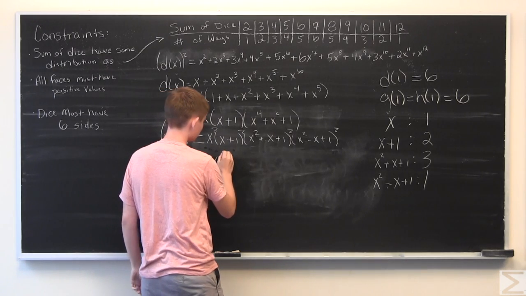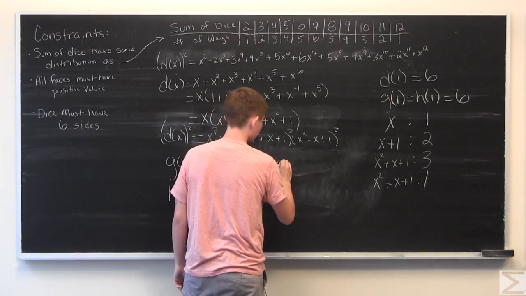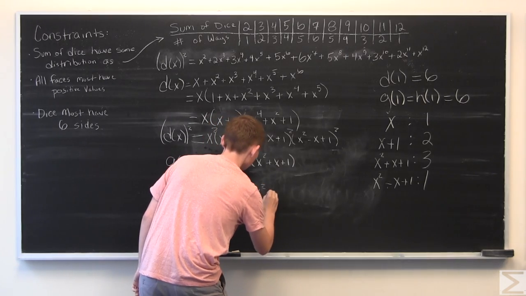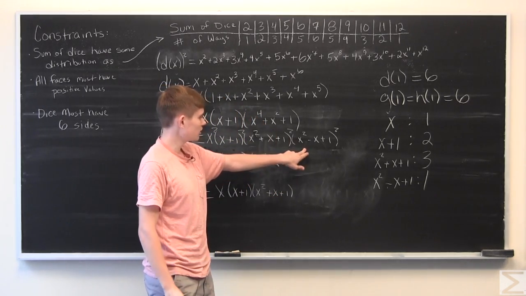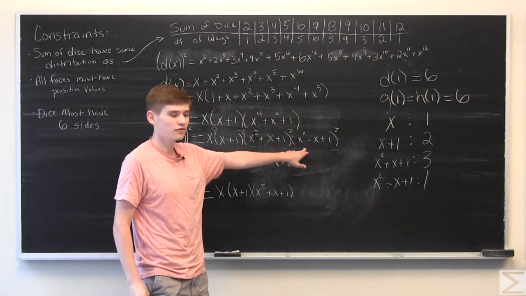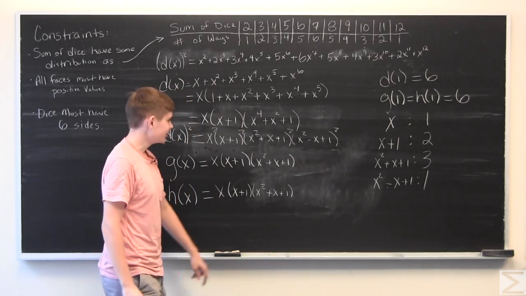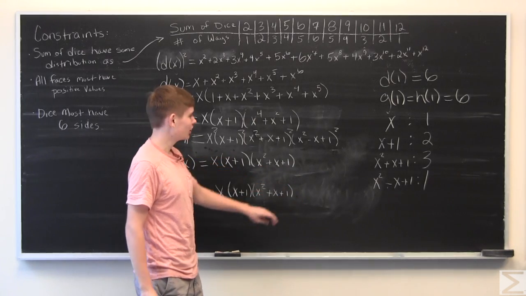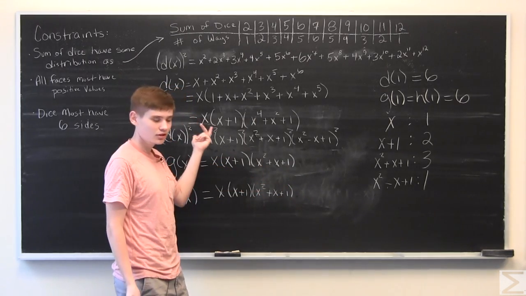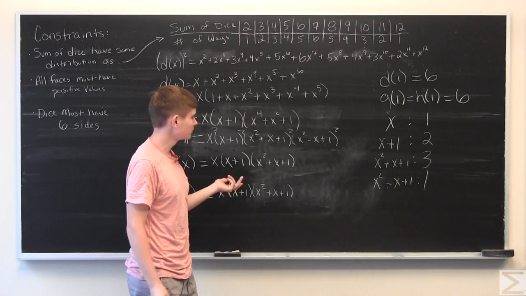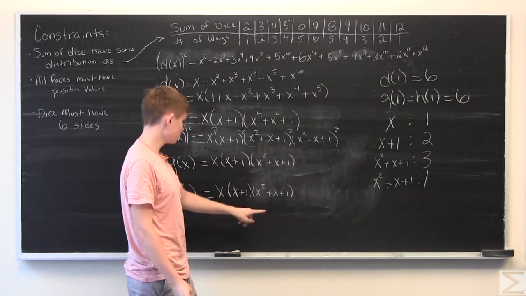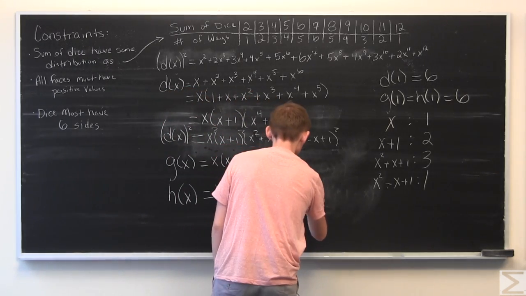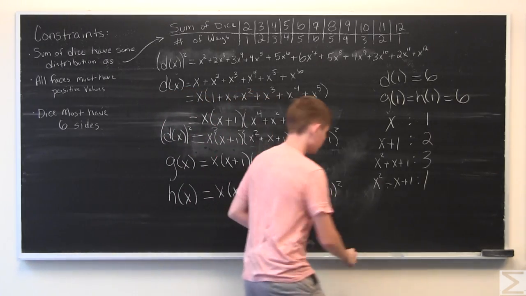So let's do that. Okay, we've used all these factors, and now all that's left is this pair of factors. If we split them up between the two, we would just get the standard numbering on the dice, which is not what we want. So what we're going to do is put both of them in, let's say, h.